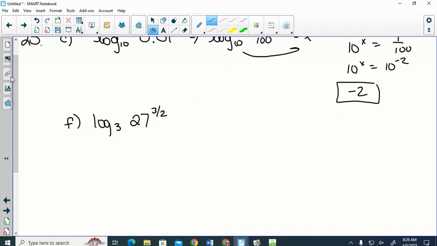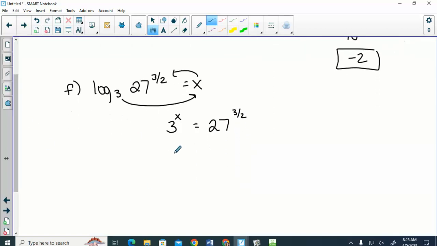On F, you probably were not able to just look at that and say, okay, 3 to what power equals 27 to the 3 halves. But we could set it up as an equation and solve it. If we set this equal to x, that says 3 to the x power equals 27 to the 3 halves. Common base. 27 is 3 to the third.